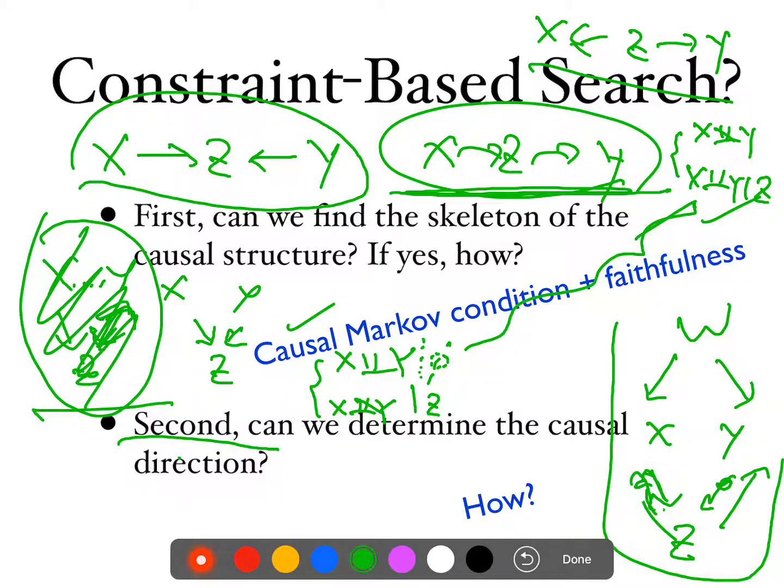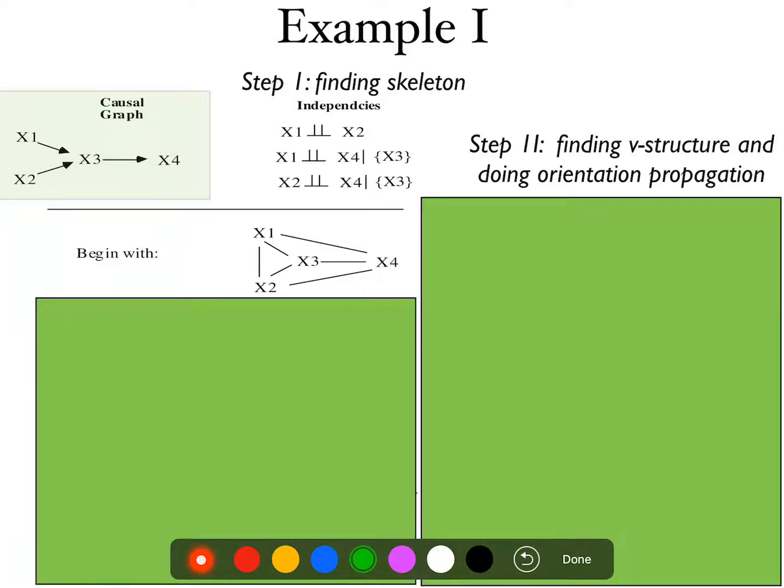Okay, so that's clear, right? Okay. So you can see the example. Suppose I have this underlying causal graph to generate the data. Suppose I have enough data. And then how can we find the causal structure? First, we can find the skeleton by making use of independent relations. Why? Because whenever I see two variables are independent, conditional on anything, I know there is no edge between them.